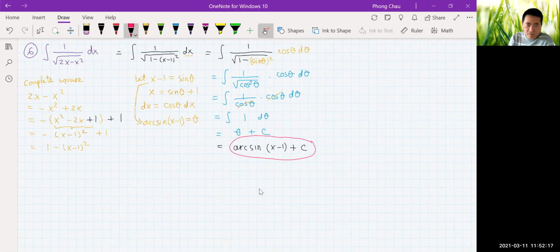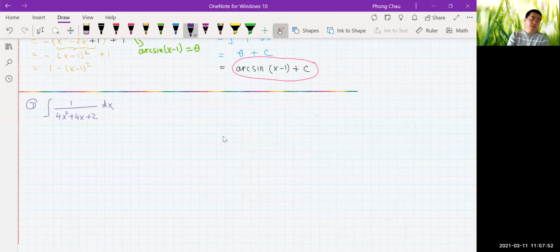So that's number 6. Now it's on to the last one, number 7. The integral of 1 over 4x squared plus 4x plus 2. Now I see that one looks very normal, in the sense it doesn't have square root. Normally we do. But the trig subs also works very well for that one.